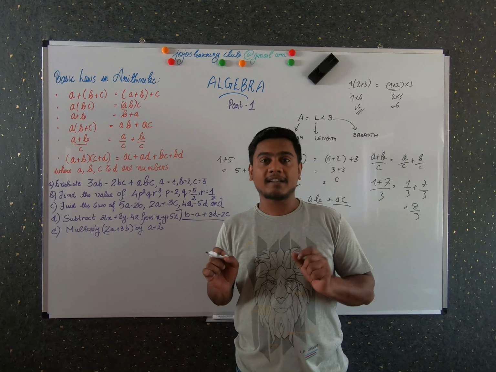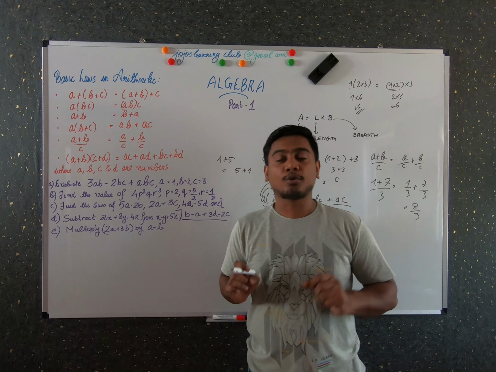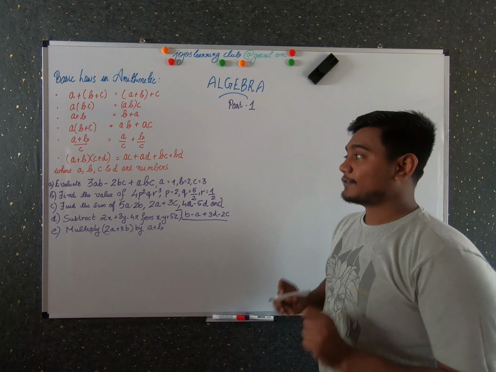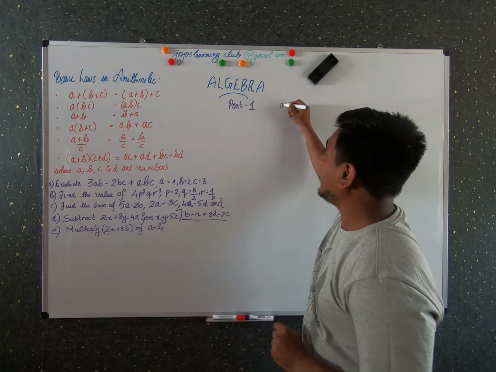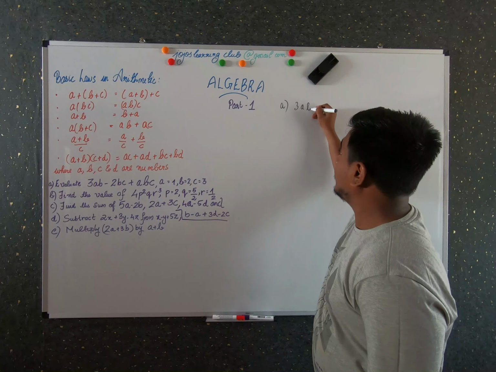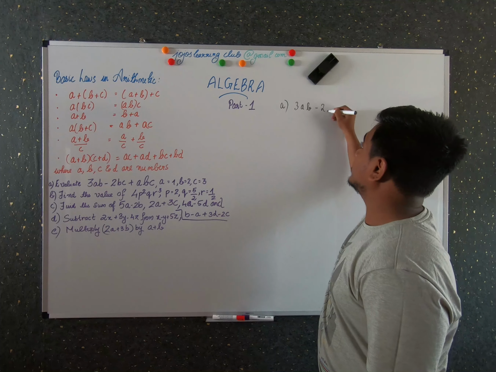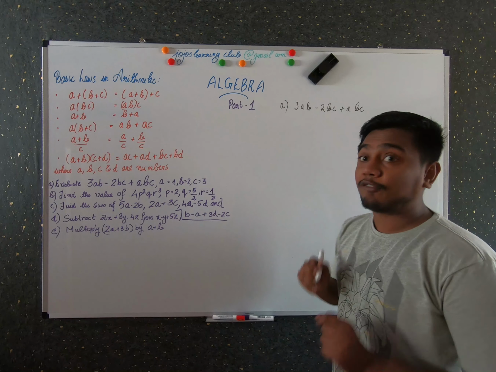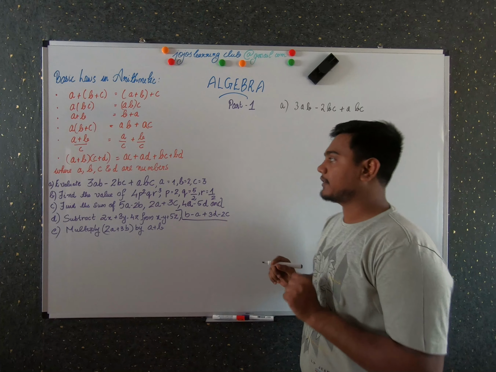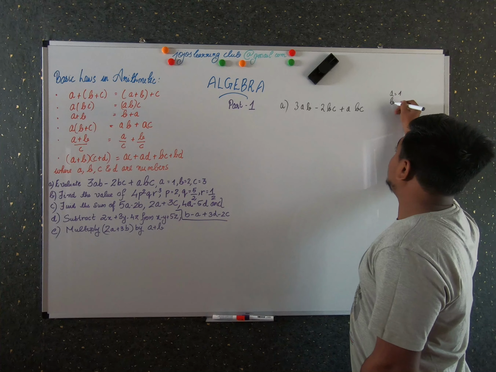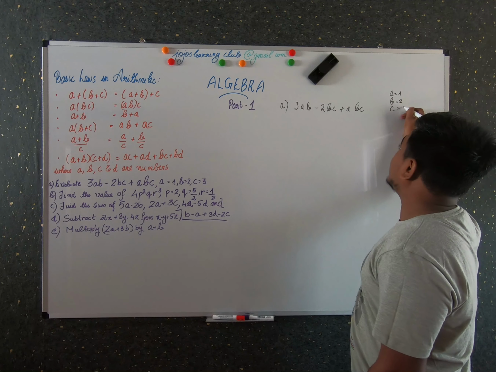And for a better understanding, let's do some problems so you get a better knowledge all about algebra. So let's start. So the first problem is A, evaluate 3AB minus 2BC plus A into B into C. So you have to evaluate and find the value of it. And the given conditions are what? A is given as 1, B is given as 2, and C as 3.